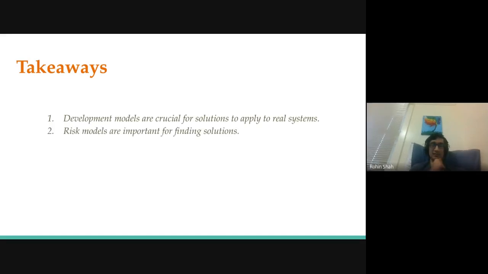Risk models are important for finding solutions. I hope that one seems self-evident now, given that it feels almost tautological to me that if you don't know what the problem is, you're definitely not going to be able to find a solution to the problem.